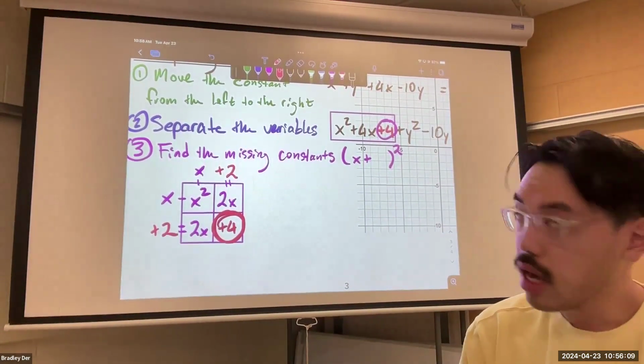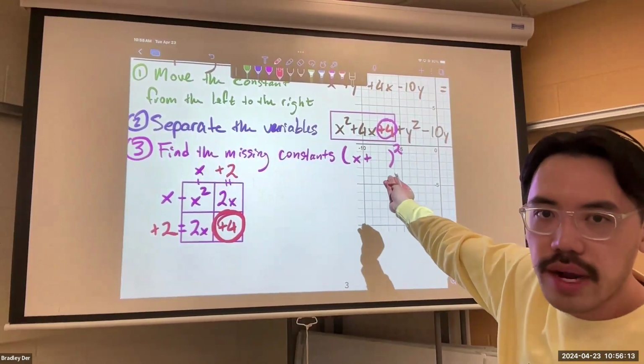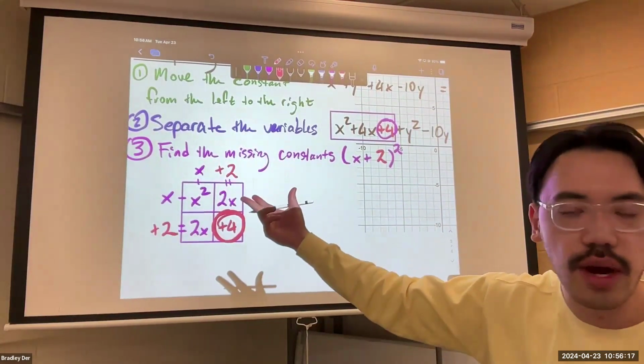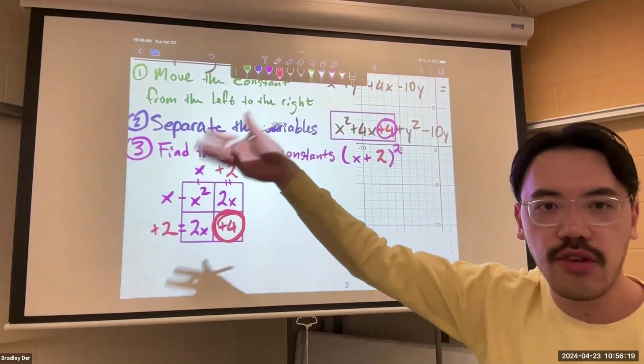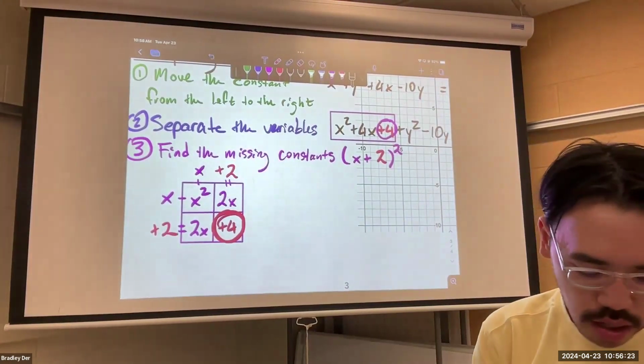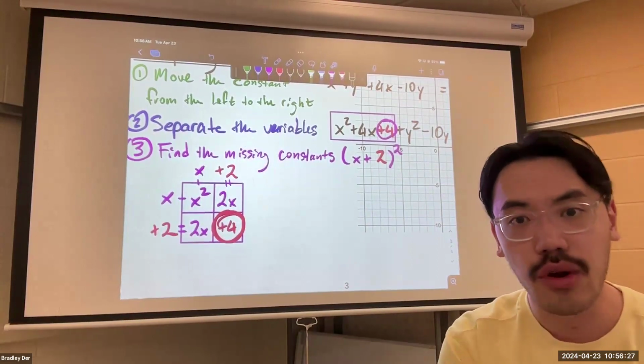If I just had x squared plus 4x and I didn't have the plus 4 right after, I definitely wouldn't say that that was equal to (x plus 2) squared. That would just be x, GCF, times (x plus 4). So we're trying to locate the number that goes here to make our squared binomial, which helps us find the center of the circle.